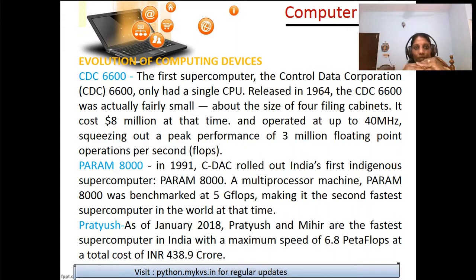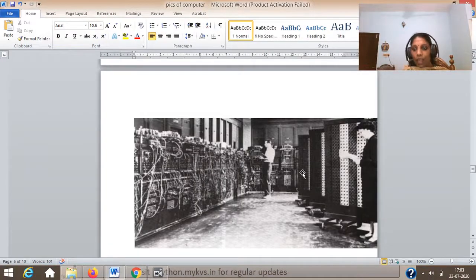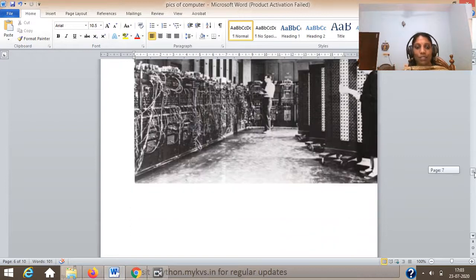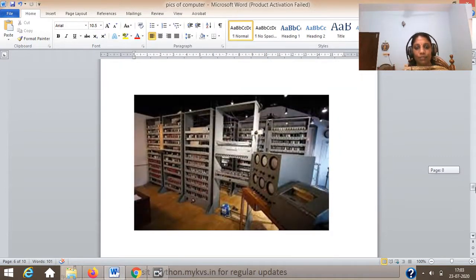So you just have to say the first supercomputer developed was the CDC 6600, which had only a single CPU, and the size was fairly small. This completes your definition part. And the picture goes like this. So you might think, oh my god, this is small. Yes, this is small because they have a lot of processors.